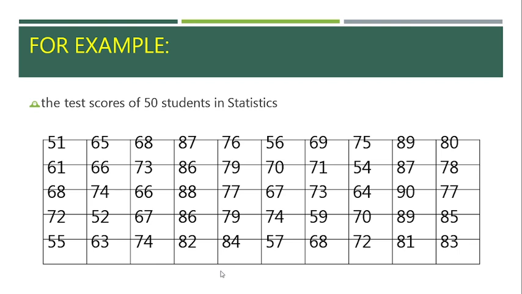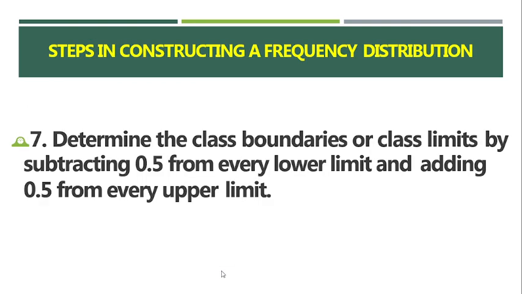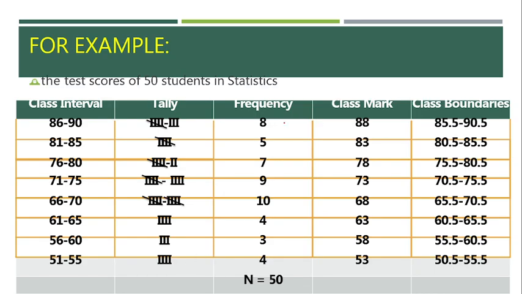Next is that, once you have the frequency, the class mark, and the class interval, you're going to put the class boundary already. When we are dealing with class boundary, it is half of the unit below your lower limit and half a unit above your upper limit. So, half below of your lower limit, what's your lower limit? 86. Half of your 86 is not really 43, but half a unit. A unit minus 0.5, and that would be 85.5, up until half above. What's your half above? That is 90.5.